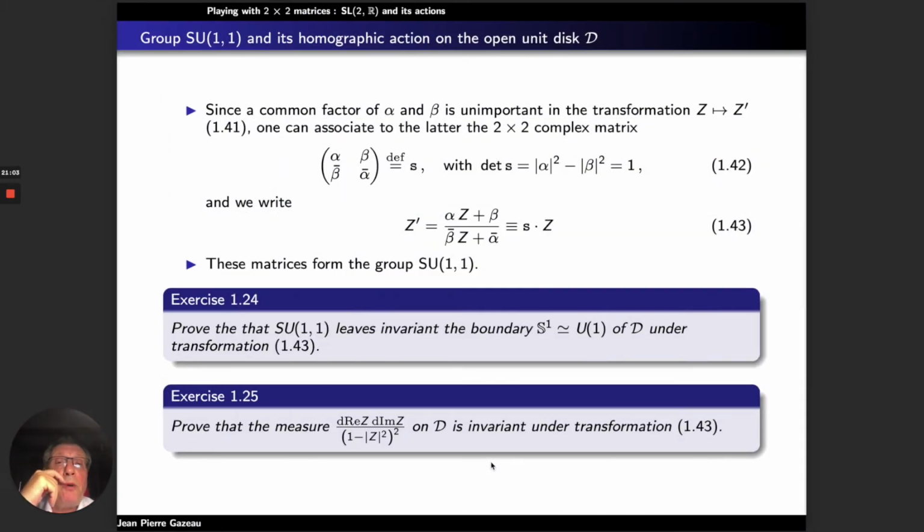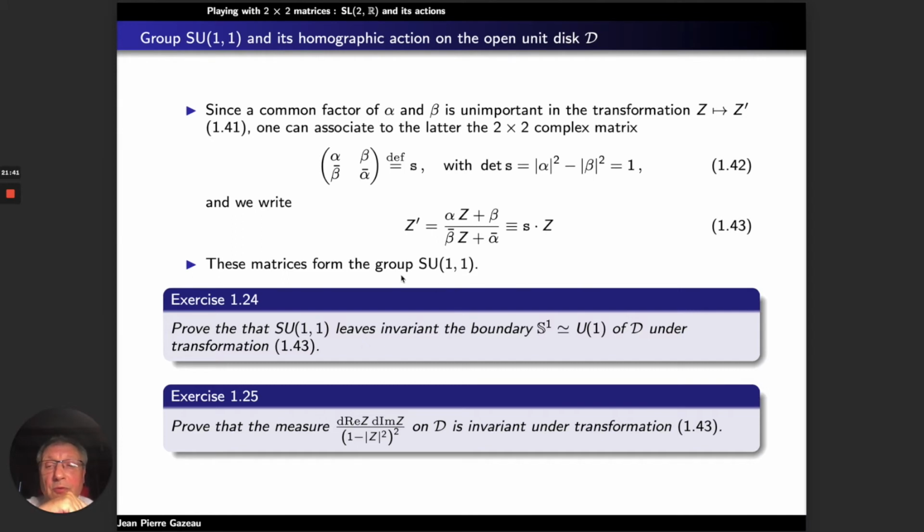is completely unimportant in the transformation from Z to Z prime, one can associate to the latter the 2 by 2 complex matrix alpha, beta, beta bar, alpha bar, called matrix S, with determinant S, and we fix the determinant equal to 1. Okay, we write the previous transformation in this way, and the set of matrices of this type form the so-called group SU(1,1).